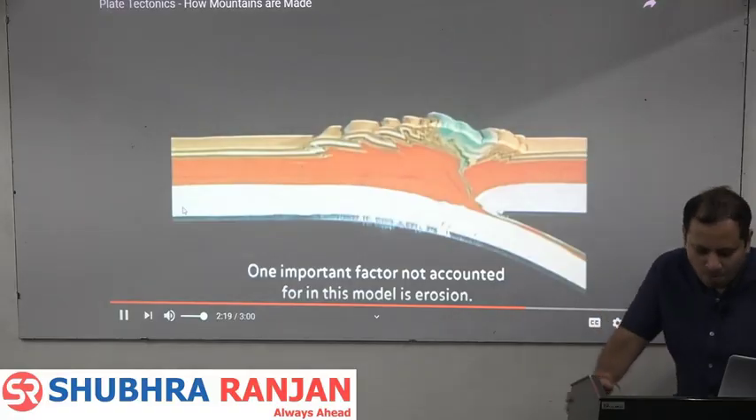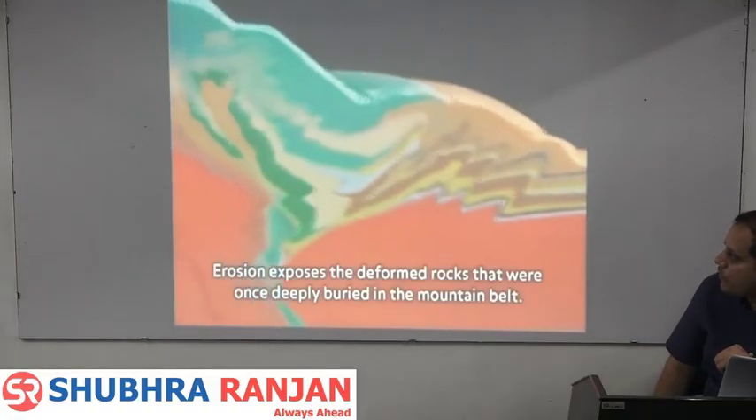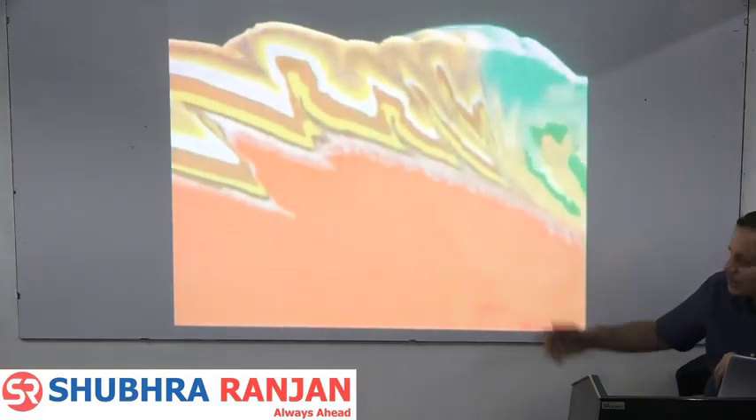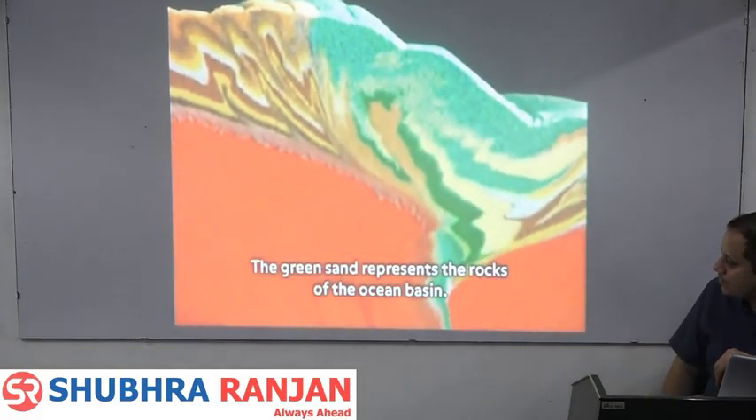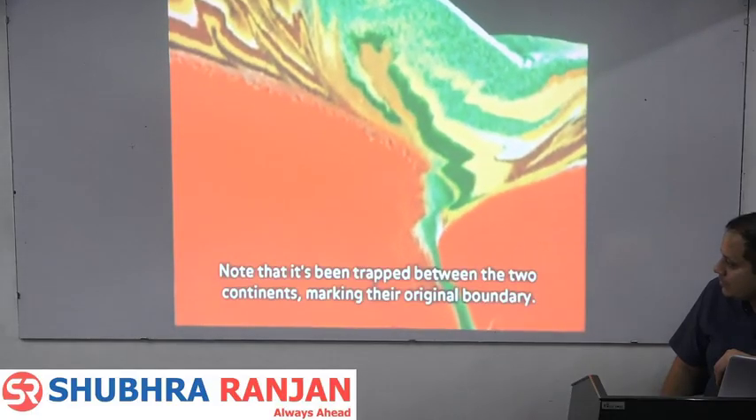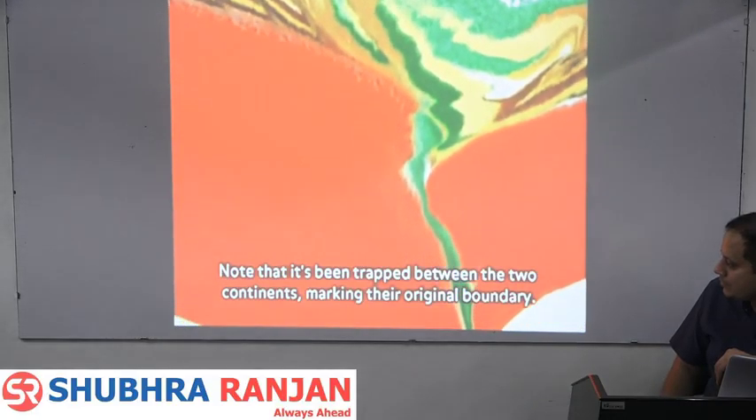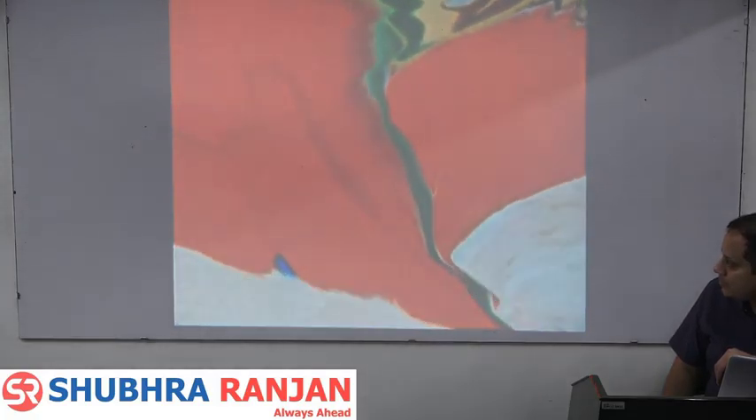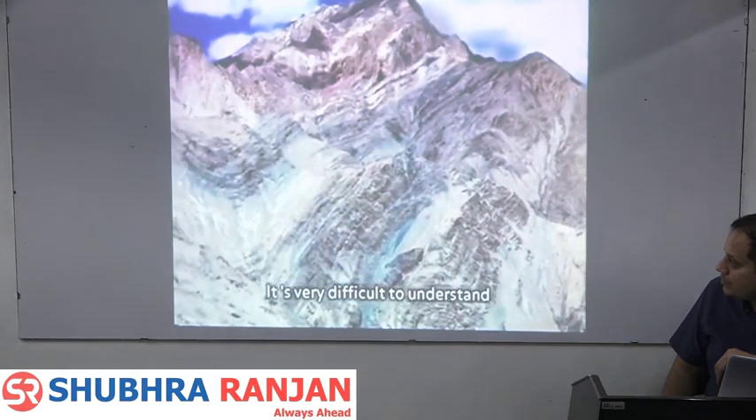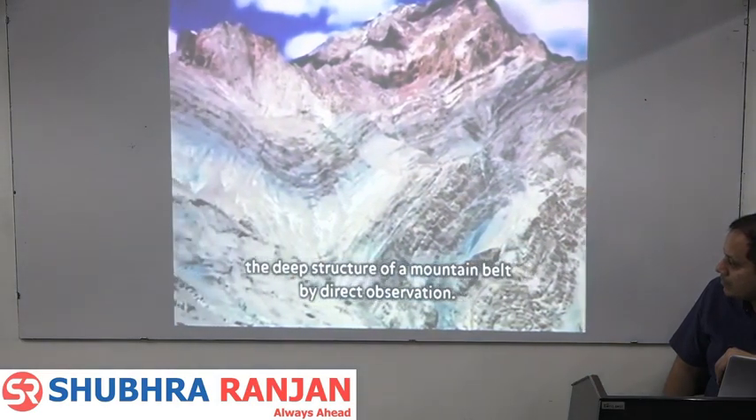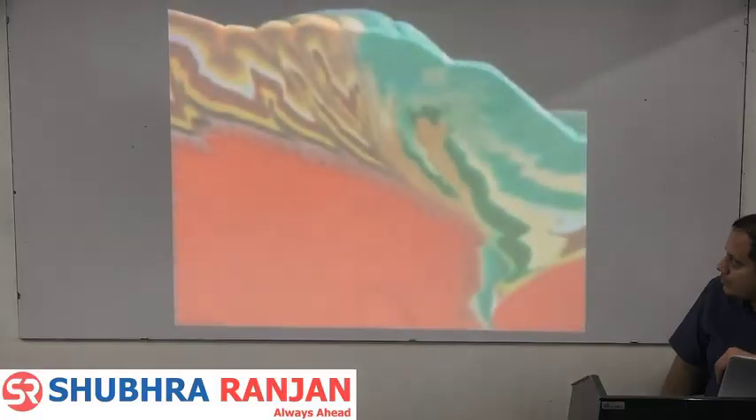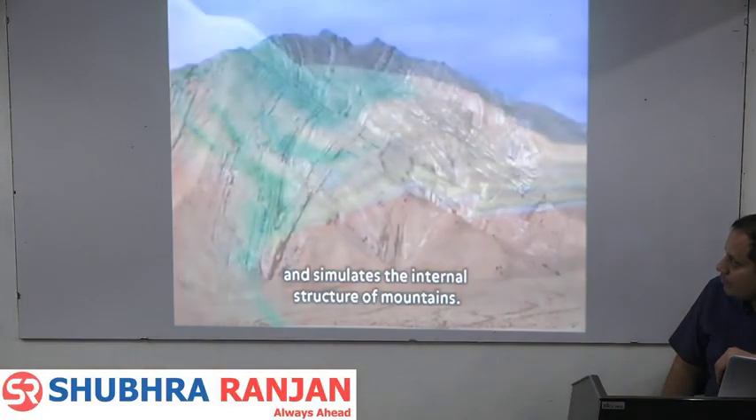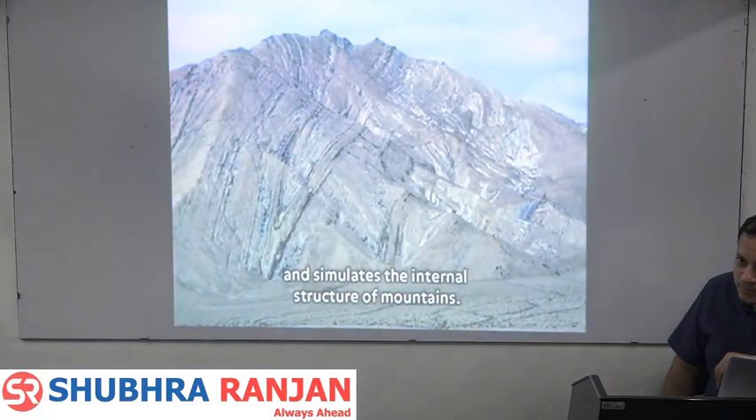One important factor not accounted for in this model is erosion. Erosion exposes the deformed rocks that were once buried. They are talking now about glyptogenesis. The green sand represents the rocks of the ocean basin. Note that it's been trapped between the two continents, marking their original boundary. These too we see in mountain belts. It's very difficult to understand the deep structure of a mountain belt by direct observation. The sand model allows us to compress time and space and simulates the internal structure of mountains.